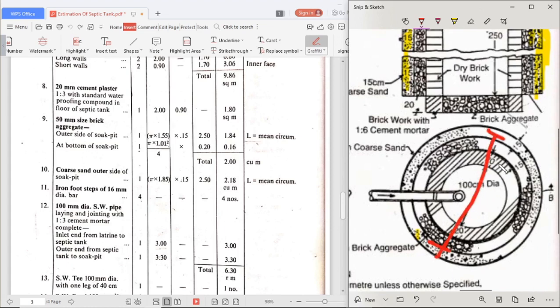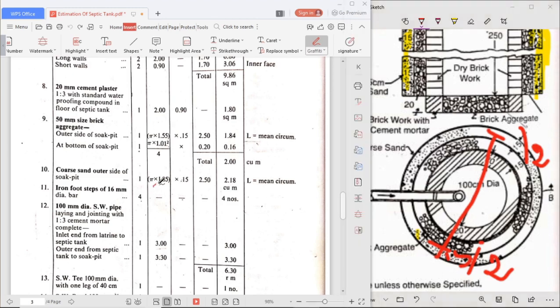What we have to do? 100 plus 20 plus 20 plus 15 plus 15 plus 15 by 2. We have to take here half plus 15 by 2. We will get 1.85. I will get this 100 plus, see here 20, here 20, directly 40, plus see here, this is 15 centimeter, this is 15 centimeter, both 30, so 170 plus 15 by 2, 15 by 2 is 15. It will get 185 centimeter. So it is 1.85 meter.